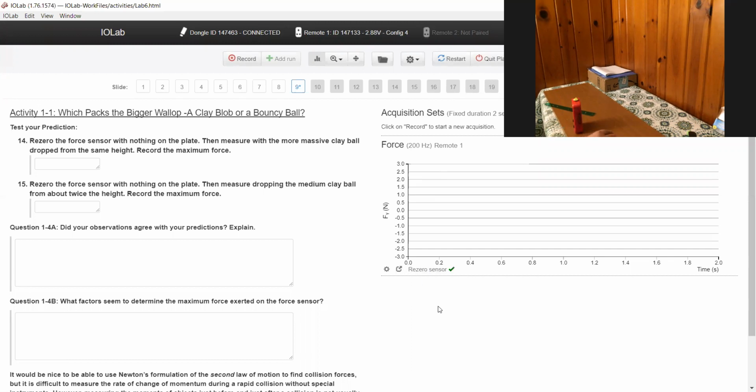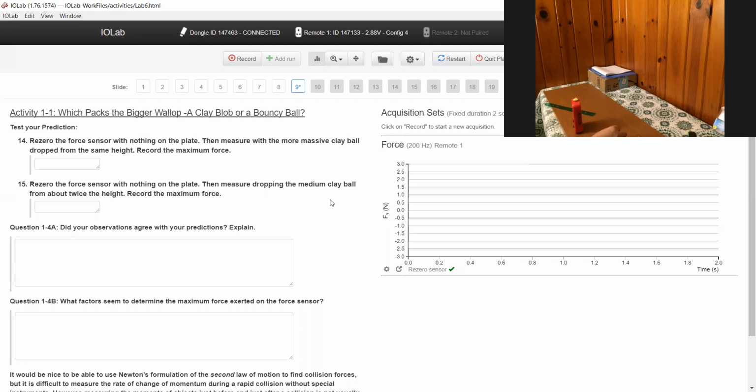Following the same process, I think we don't change the height, similar to previous, around 10 centimeters. You can click on record, drop the clay ball, get your graph, and then I'll show you later on. And then measure the medium clay ball. Now you use your medium clay ball, the smaller one, but you'll drop from twice the height: we were dropping from around 10, and now we'll drop from about 20 centimeters.